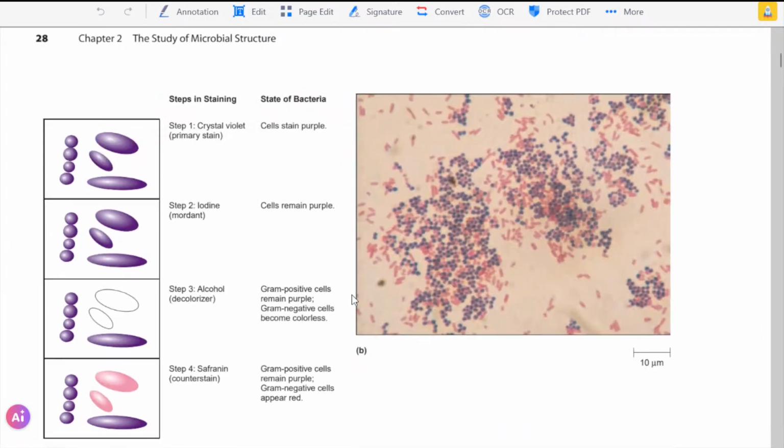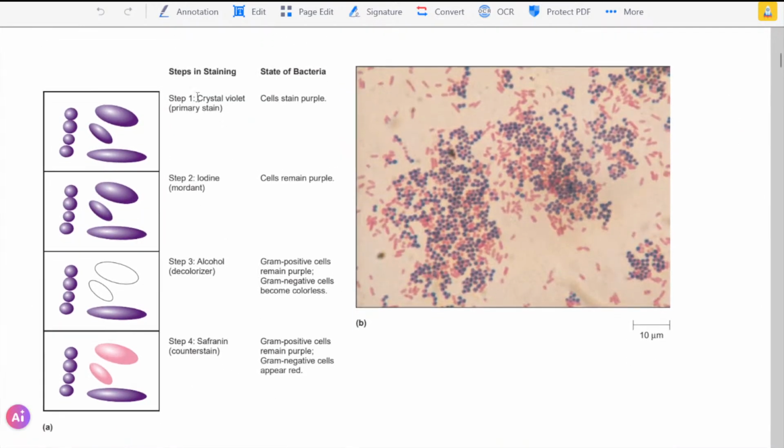Alright, so these are the steps. Let's look at this. Number 1, crystal violet primary stain, cell stains purple. When you put this crystal violet primary stain, all cells come in purple, whether gram positive or gram negative. Step 2, you put iodine, cell remains purple because it just fastened, or you can say it advanced the adherence of the stain, so nothing changes.